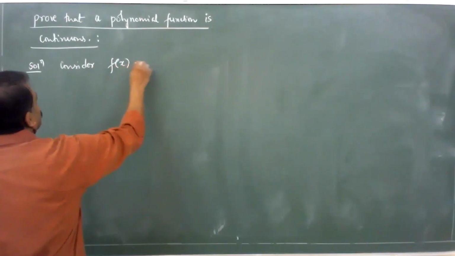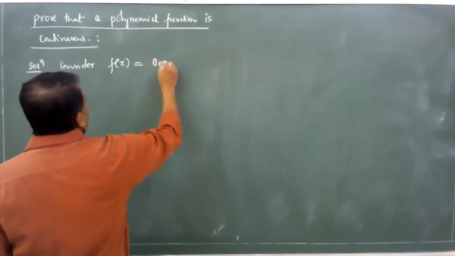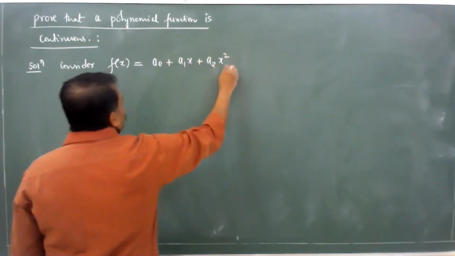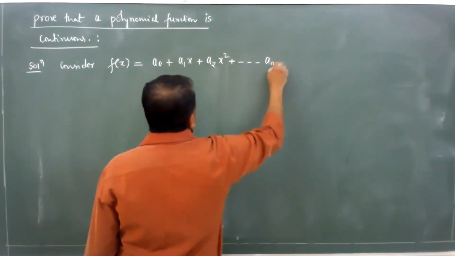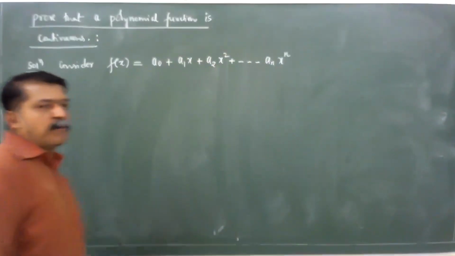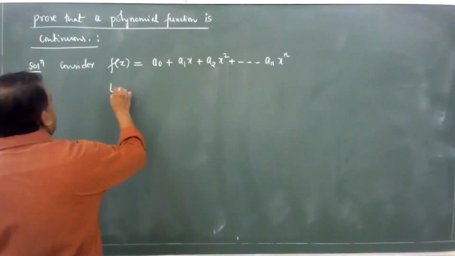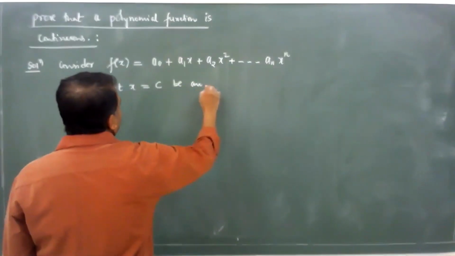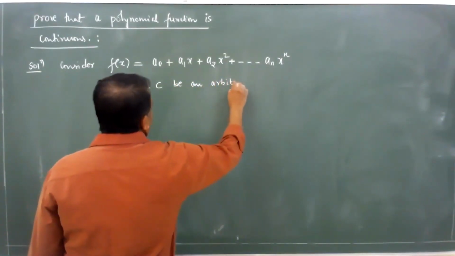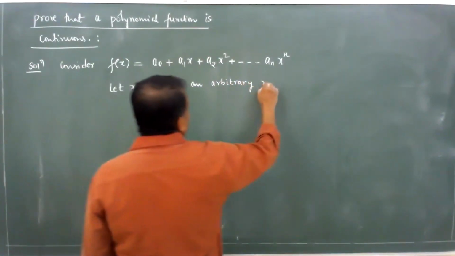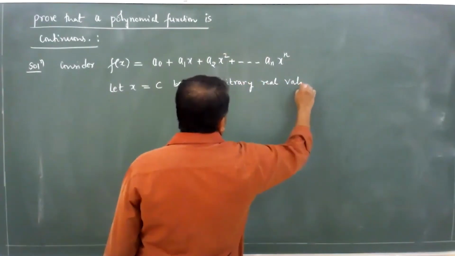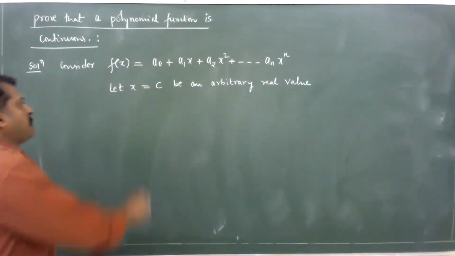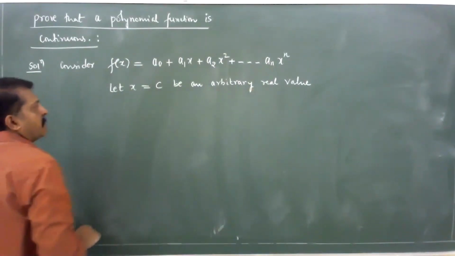f of x is equal to a polynomial function, a0 plus a1x plus a2x squared plus dot dot dot an x to the power of n. This is a polynomial function. Let x is equal to c be an arbitrary real value. Arbitrary means any real value. There is no restriction.